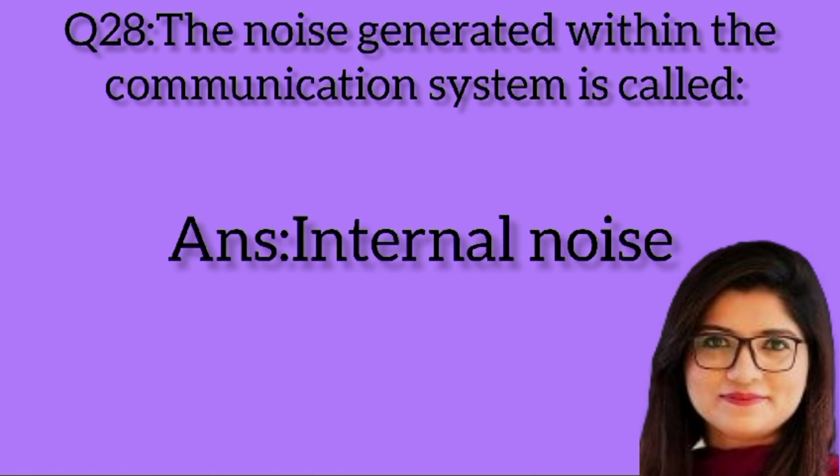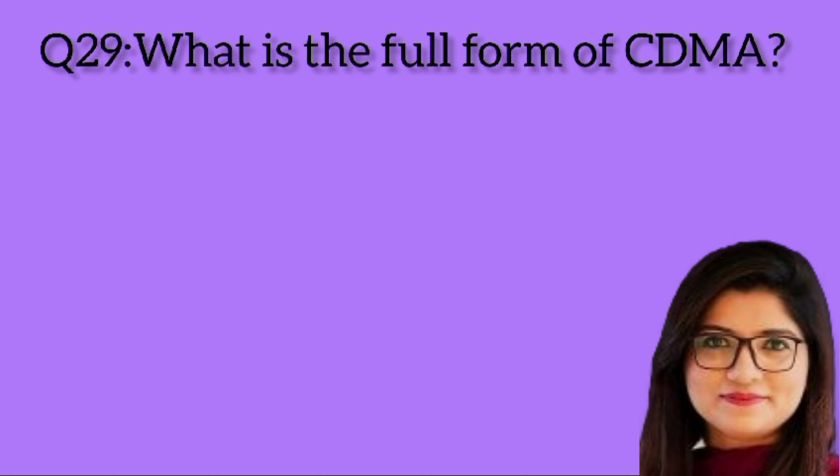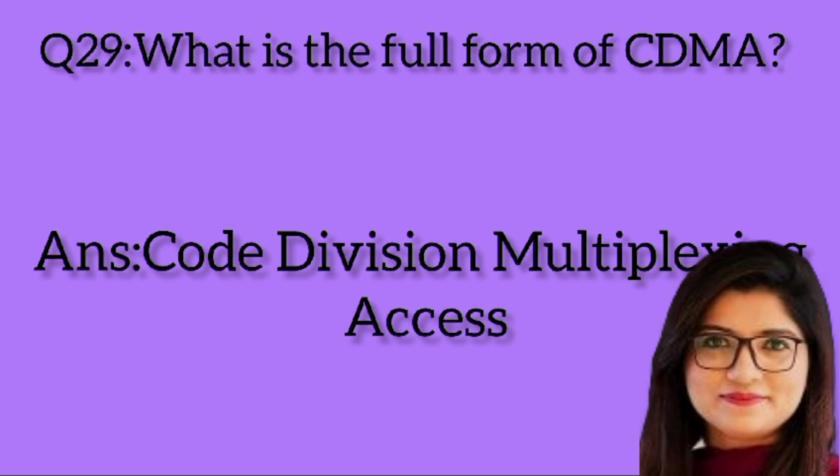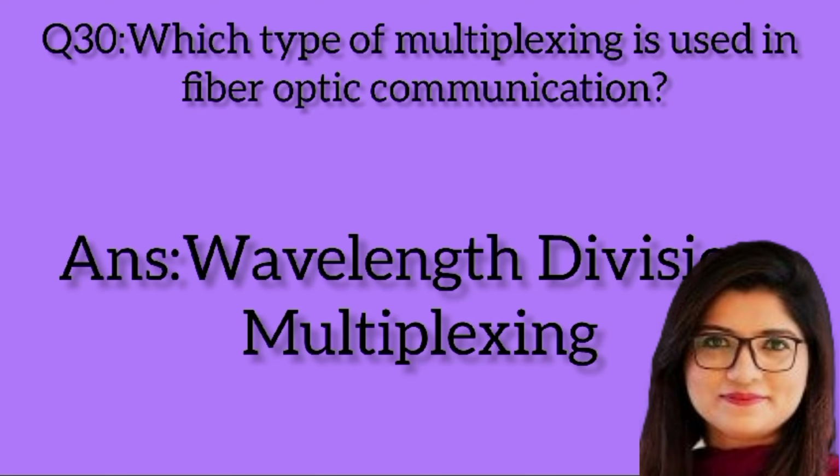Question 28. The noise generated within the communication system is called? Answer: internal noise. Question 29. What is the full form of CDMA? Answer: code division multiple access. Question 30. Which type of multiplexing is used in fiber optic communication? Answer: wavelength division multiplexing.